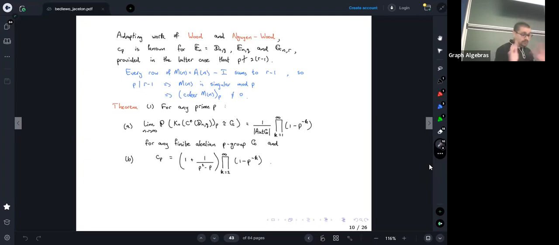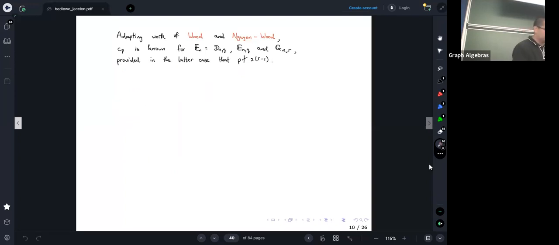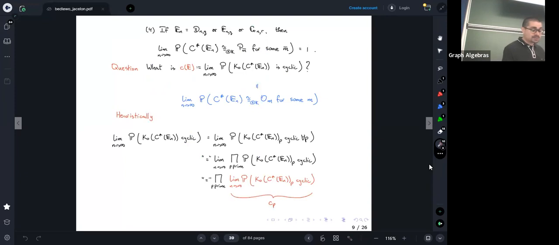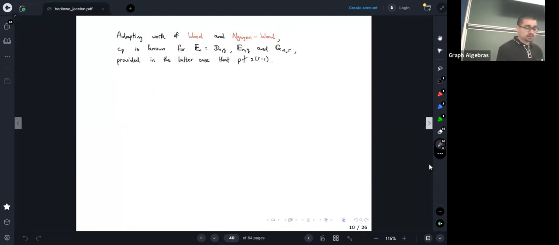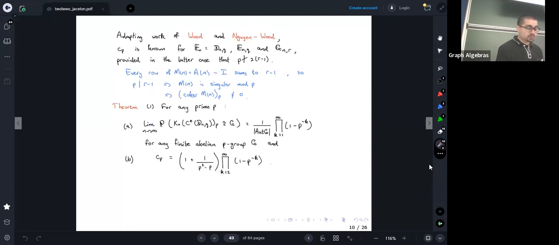So this is a statement for any finite abelian P-group G, cyclic or not. So if we're interested in, so this CP, remember, is just the probability. I'll just go back to the slide to tell you what CP was. It's the asymptotic probability that I get something cyclic. Okay, so this statement in A was for any finite abelian P-group. So what are the cyclic ones? The trivial one, and Z mod PZ, and Z mod P squared Z, and Z mod P cubed Z.